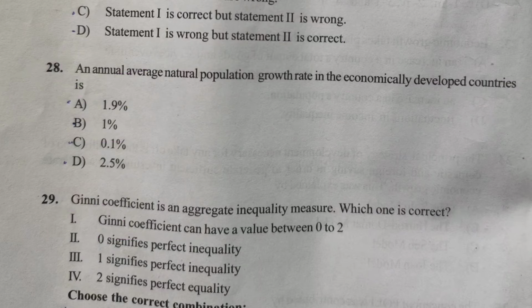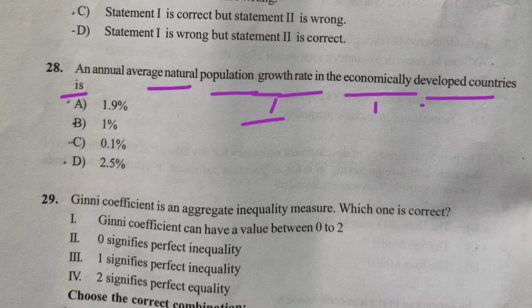Then we have the annual average natural population growth rate in economically developed countries like Italy, France, Germany. It should be less than 1%. So it should be 0.1%, I guess, but I'm not sure here.